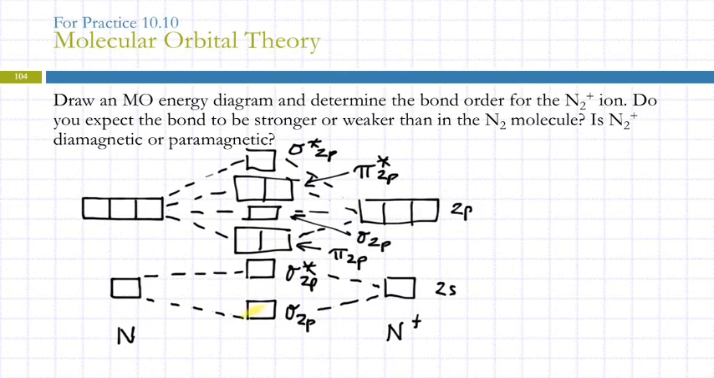I'm going to highlight the bonding orbitals. We're combining a total of 4 orbitals from each atom, and so we should end up with a total of 8 orbitals. We got 1, 2, 3, 4, 5, 6, 7, 8. Half of them are bonding, half of them are anti-bonding.